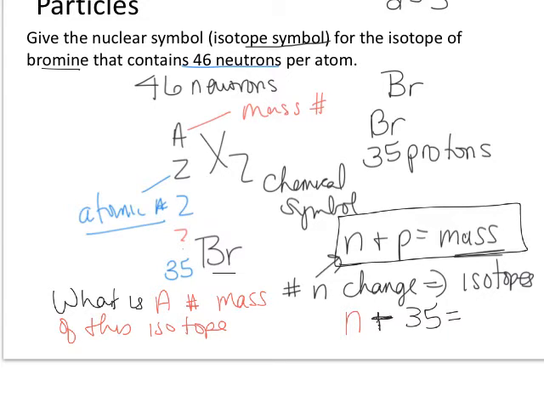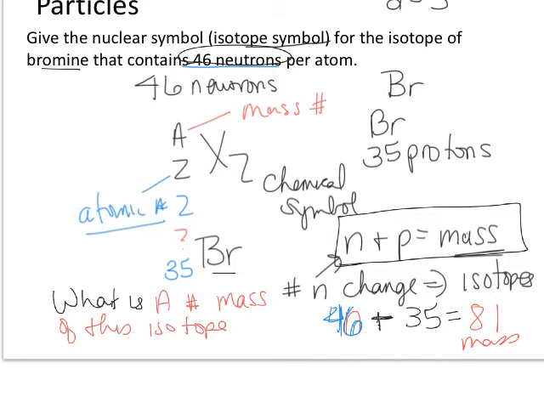And so the mass here, they tell you neutrons, don't they? Look at that. 46 neutrons. So 46 neutrons plus 35 equals 81. Okay, so that's your mass.